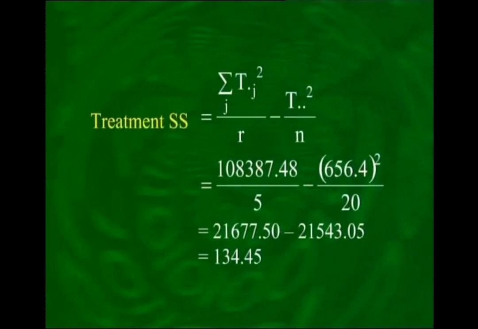The treatment sum of squares is given by sigma j T.j square over r minus T.. square over n, and the answer is 134.45. Students, at this stage I want to remind you that T.. square over n is called the correction factor, and this of course is involved in the formulae when we are trying to apply the shortcut formula.